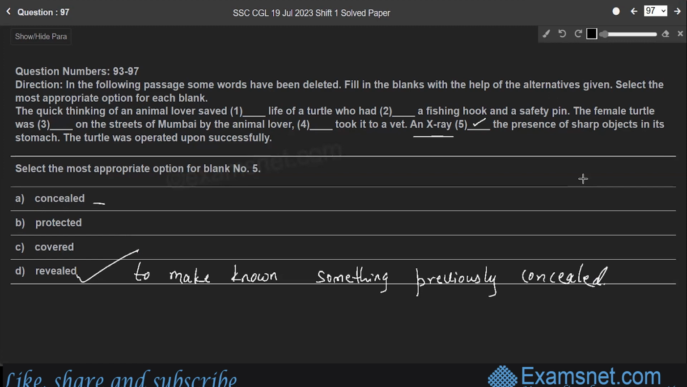Whereas the remaining words, concealed means hidden. Protected means keep safe from harm or injury, which is not the correct word to use here. Whereas covered means to put or spread something over something. So an X-ray revealed. So it reveals the presence of sharp objects here. Therefore, revealed is the correct answer here. Option D is the right answer.